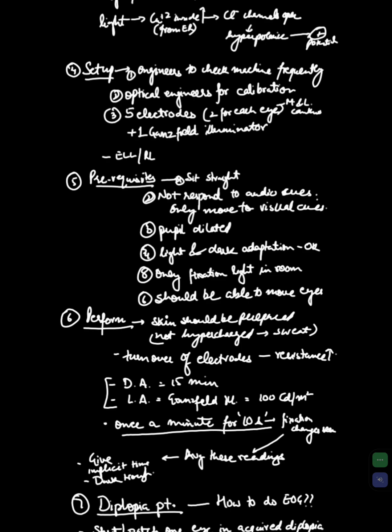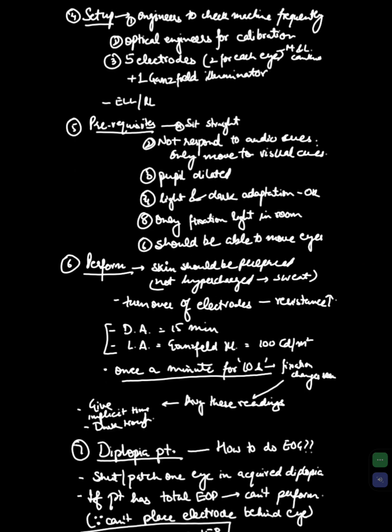Light adaptation has to be done in the Ganzfeld, and for light adaptation the illumination intensity is 100 candela per meter square. Once a minute for 10 seconds, fixation changes have to be seen, and the average of these readings gives the implicit time and the dark trough.